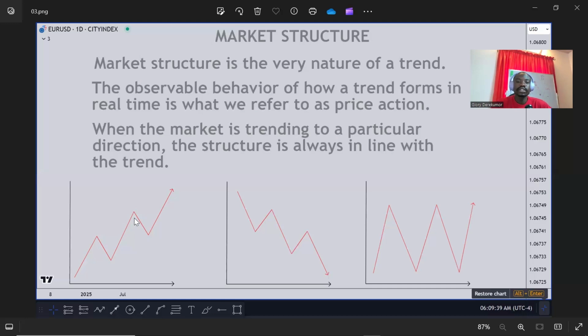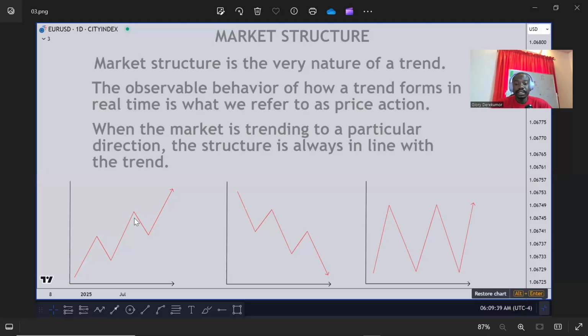Now, when the market is trending in a particular direction, the structure is always in line with that direction, right? You can't really have bullish markets and then have bearish market structure, or have bearish markets and then have bullish market structure. Okay. Although when it comes to some other things that we'll talk about later, you can see how there could be a bullish trend within a bearish trend, and a bearish trend within a bullish trend. But that's way more advanced. Right now, we're talking about a simple introduction into market structure.